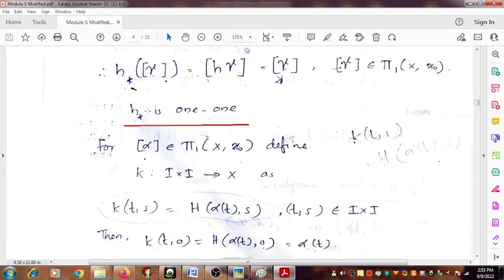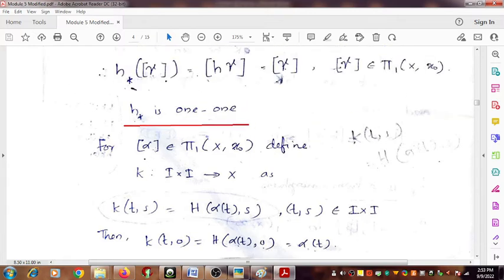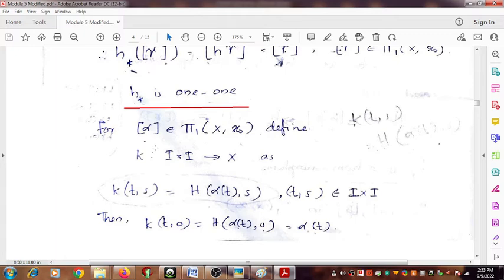Next, we move to show that h* is 1 to 1. In order to show that h* is 1 to 1, we need to see how we define that, how we show that it is 1 to 1. For that, let us consider [α] belonging to π1(X, x0).